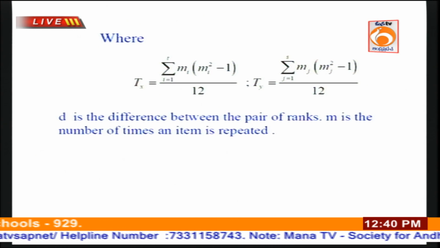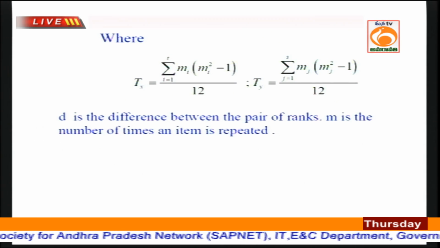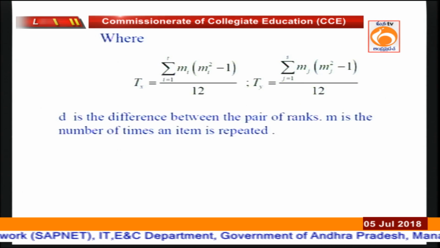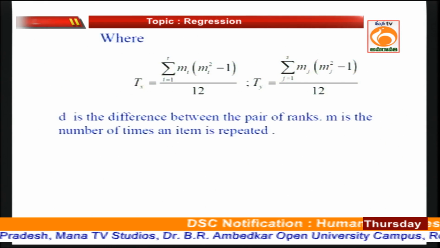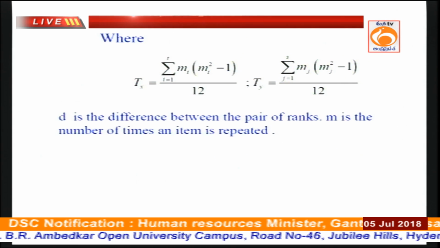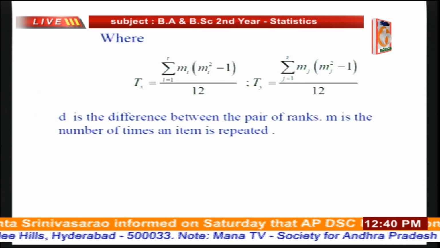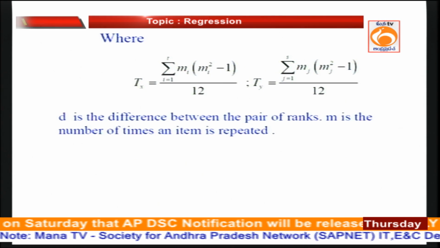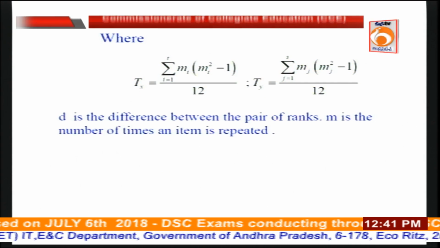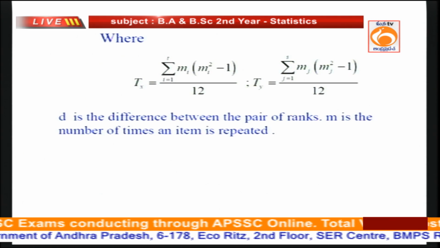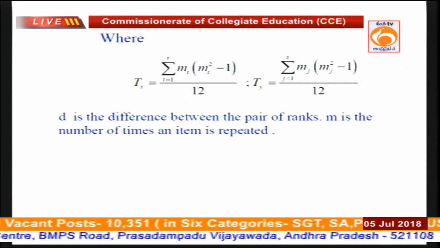For tied ranks we have to use the correction factors tx and ty. So what are tx and ty? There is a correction factor in x and a correction factor in y. D is the difference between the pairs of ranks, and m is the number of times an item is repeated. tx is equal to summation mi into mi square minus 1 by 12, and ty is equal to summation mj into mj square minus 1 by 12. Using these two correction factors, rho equal to 1 minus 6 times summation d square plus tx plus ty, by n into n square minus 1.